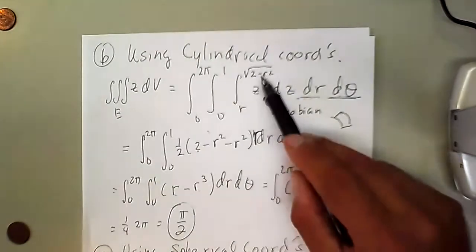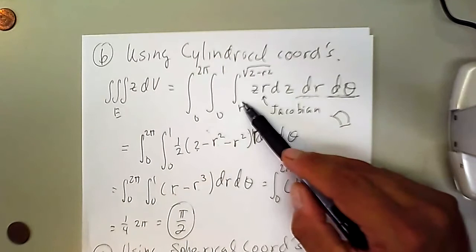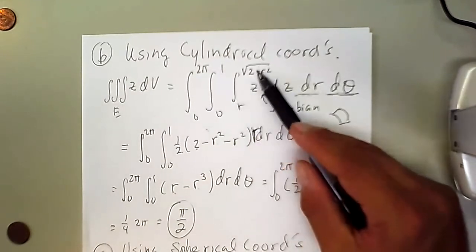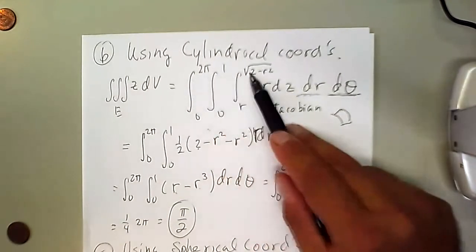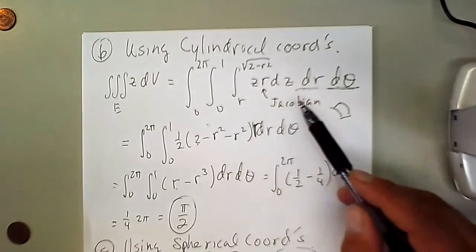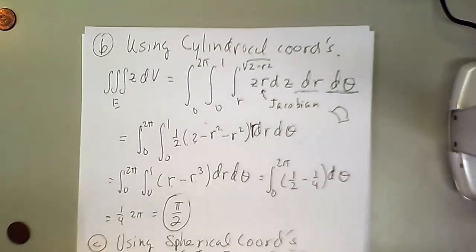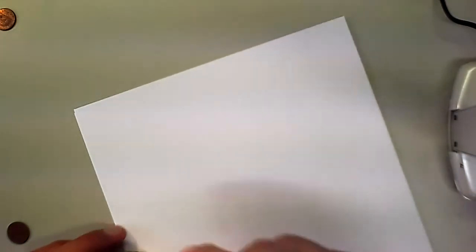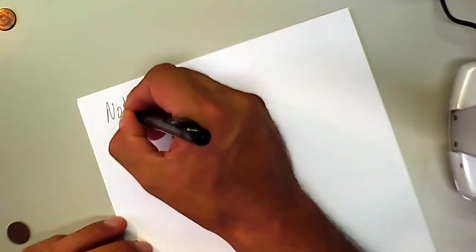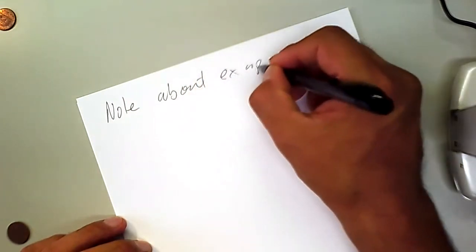And that oftentimes makes the integration simpler. Here, the limits, even though this wasn't too big of a drama to handle, it could have been. So having nice fixed limits of integration can make things a lot easier. And I'm going to write a note about example 1.